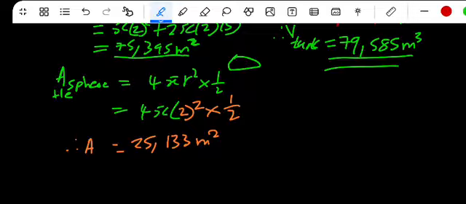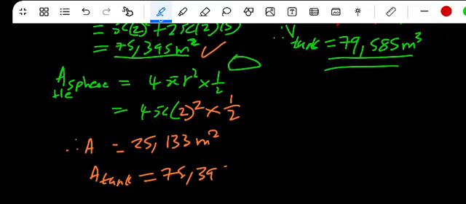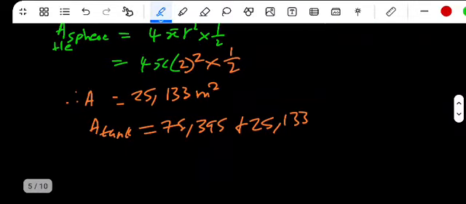Now we want the total for this tank. We add the two: 75.395 plus 25.133. Then we'll have 100.531 meters squared.